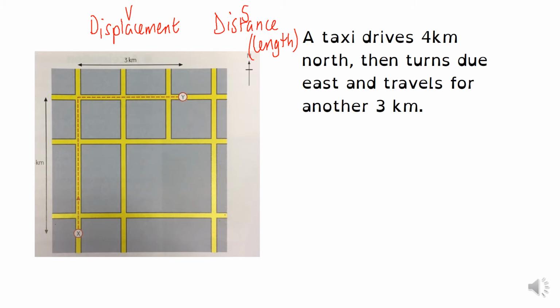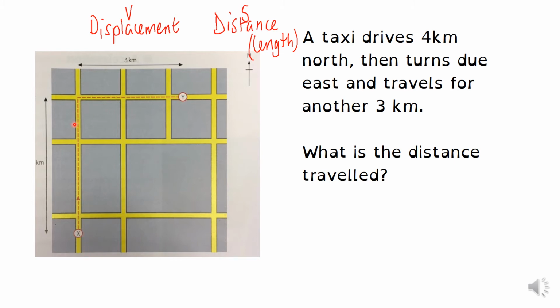A taxi driver drives 4 kilometres north and then turns due east and travels for another 3 kilometres. We can see his journey here. Taxi driver starts at X, travels north for 4 kilometres and then turns due east or right and goes 3 kilometres. If the question says what is the distance travelled, then that's literally how far he has travelled. What is the distance that taxi driver has driven?